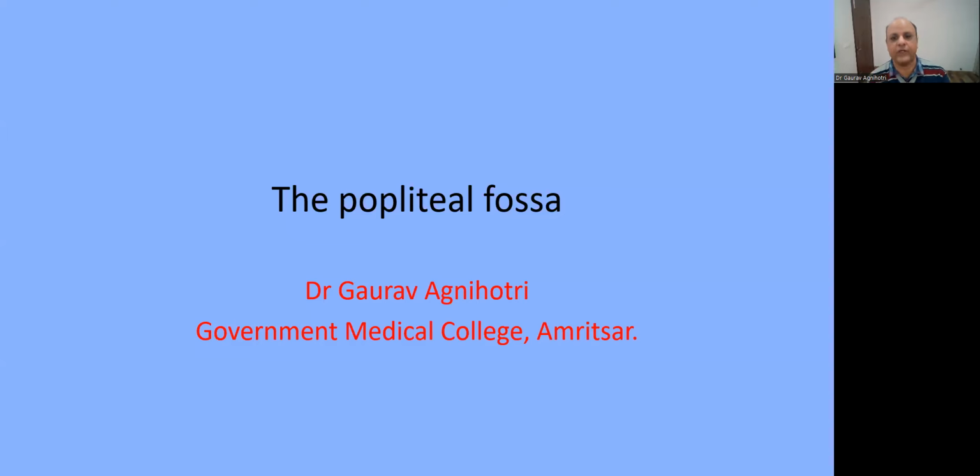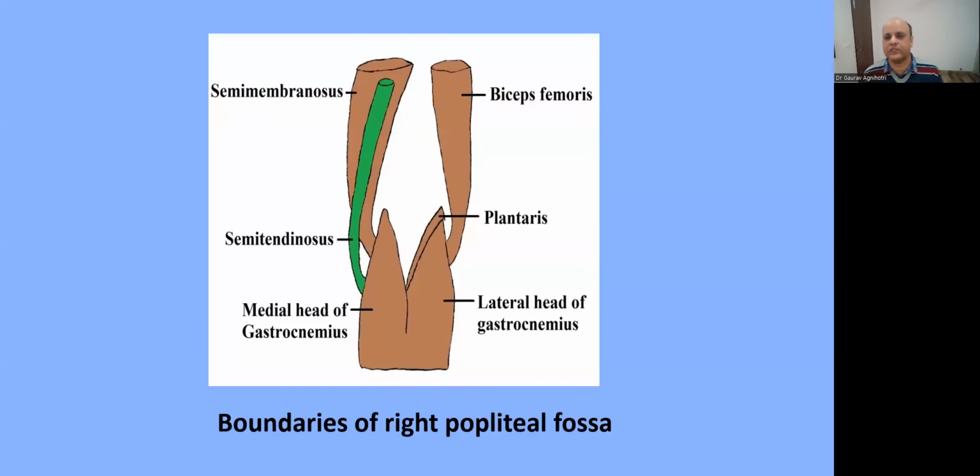I'm Dr. Gaurav Agnihotri. So the popliteal fossa, what it is, it's a diamond-shaped depression situated at the back of knee joint. So lower part of femur, upper part of tibia and back of knee joint, there we have this diamond-shaped depression. So you can make out the shape. It's like a rhombus, like a diamond.